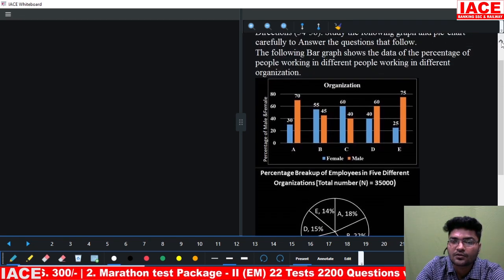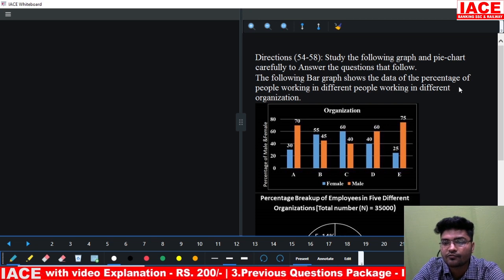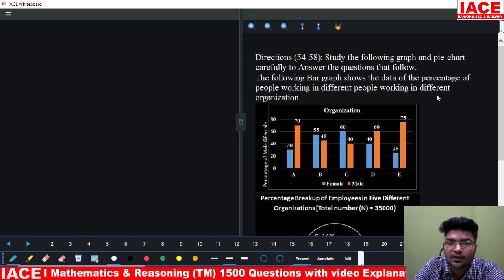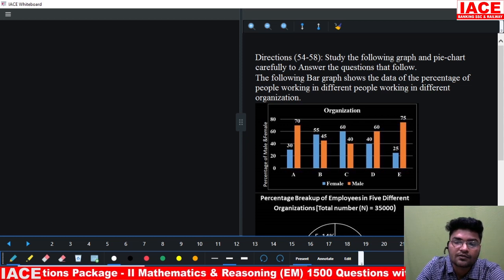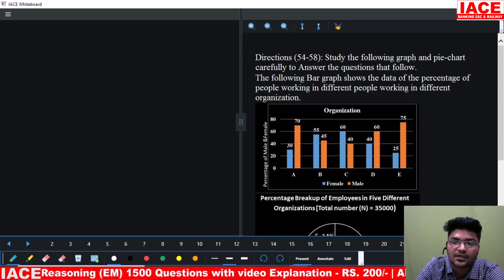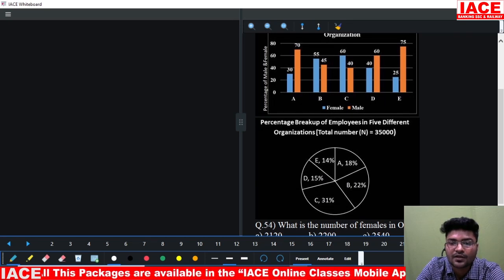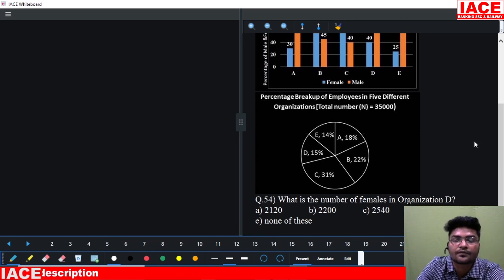What is this question trying to say? That the following bar graph shows the data of percentage of people working in different organizations. That means the first is showing us the percentage of male and female. The pie chart is showing us the percentage breakup of employees in 5 different organizations.